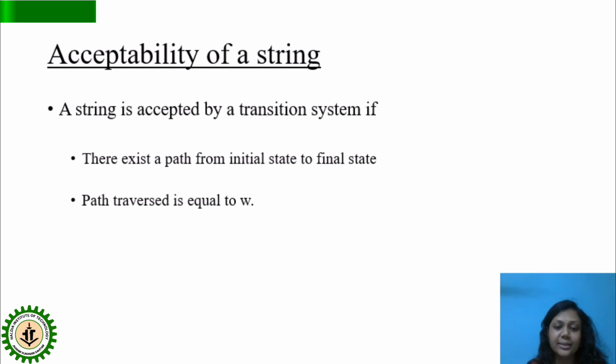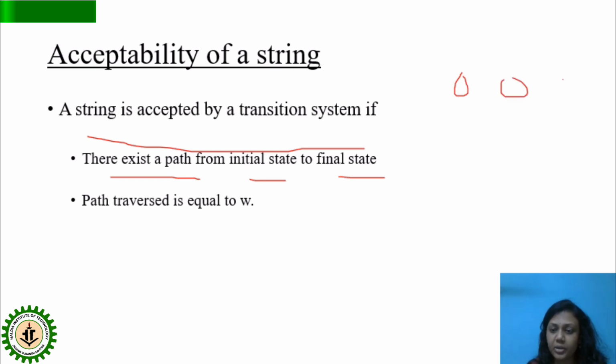Now, let's see the acceptability of a string. That means when we will know that the string is accepted. A string is accepted by a transition diagram if there exists a path from the initial to the final state. That means if this is a diagram, there should be a path from this initial state to this final state. Suppose this is the initial state, so there is a path. This path shows that the string is accepted. There should be a path traversed that is equal to W. What is W here? It is the string. There should be a path for the particular string.